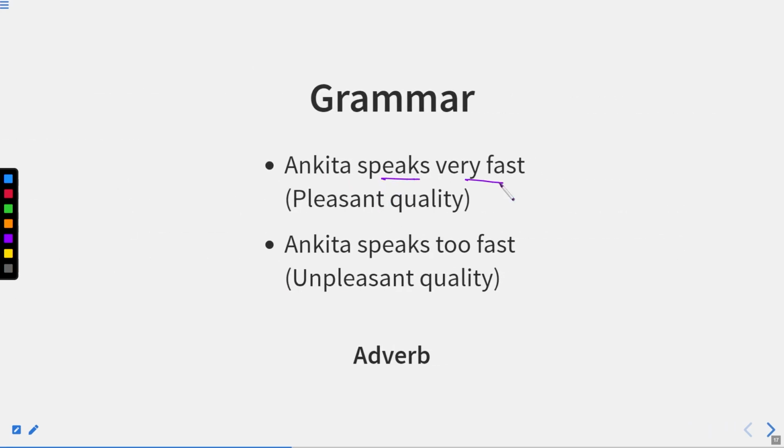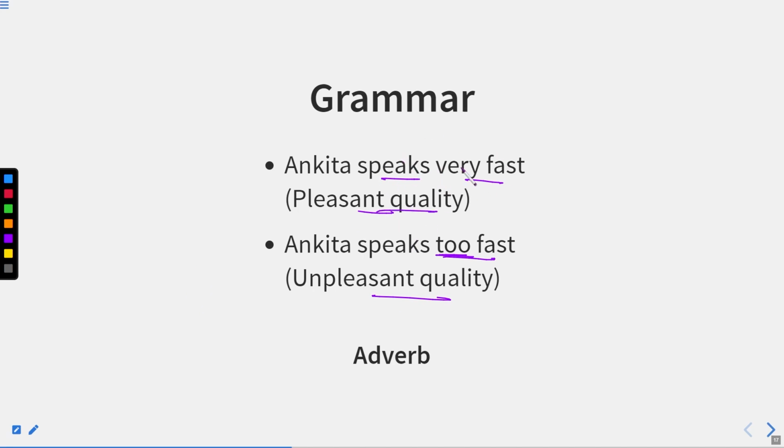Ankita speaks very fast. That is good. That she speaks very fast. That is a pleasant quality. But if I say Ankita speaks too fast, it means she speaks too fast to be understood. It means we are not able to understand her, whatever she speaks. She speaks too fast. So that is an unpleasant quality of her. So this too fast shows unpleasant quality, whereas very fast shows pleasant quality.